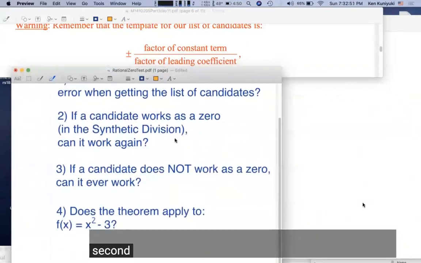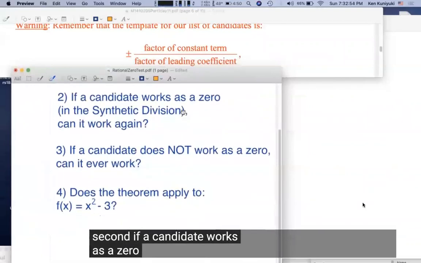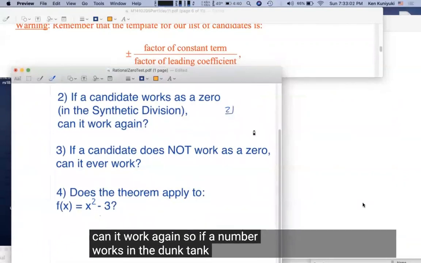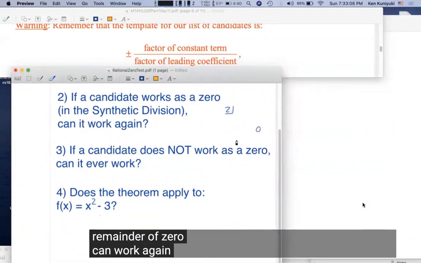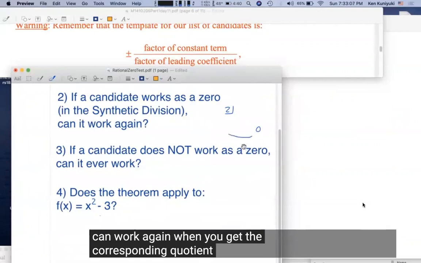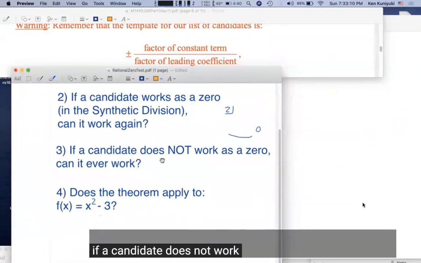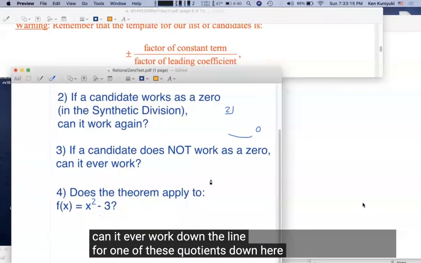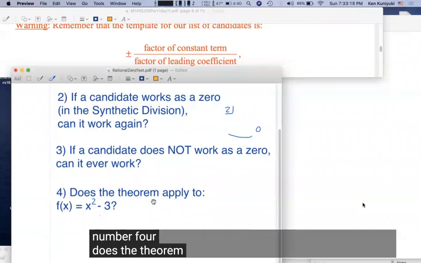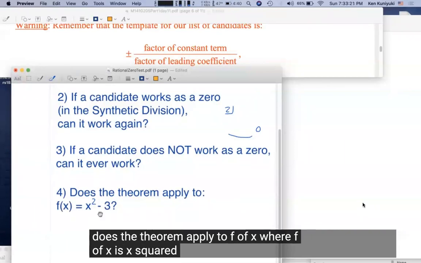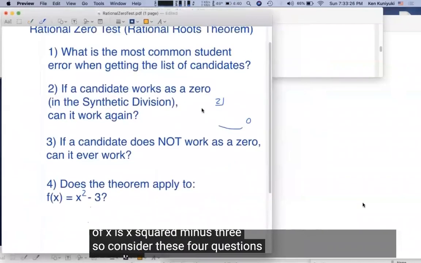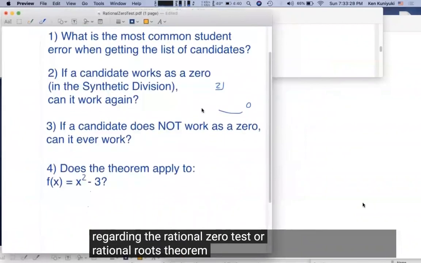Second, if a candidate works as a zero in the synthetic division, can it work again? So if a number works in the dunk tank and you get a remainder of 0, can it work again when you get the corresponding quotient? Third, if a candidate does not work as a 0, can it ever work down the line for one of these quotients down here? Number 4, does the theorem apply to f of x, where f of x is x squared minus 3? So consider these 4 questions regarding the rational zero test or rational roots theorem. I'll give you a minute.